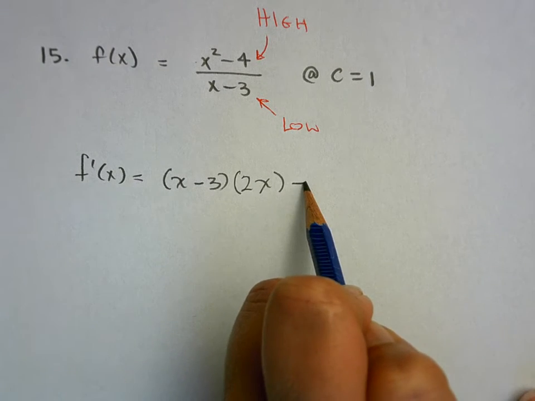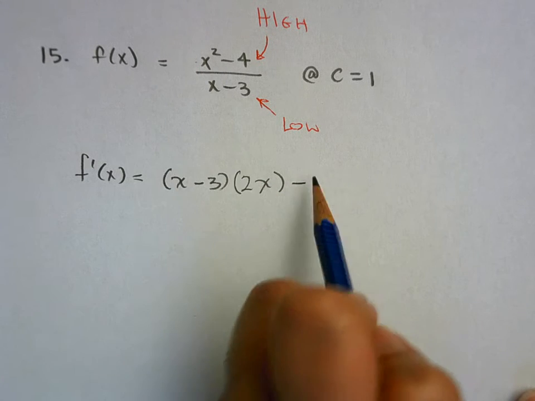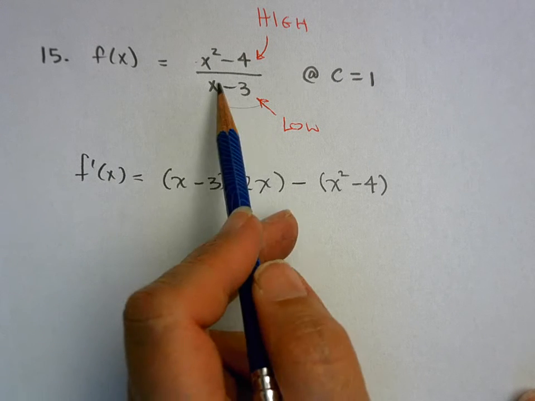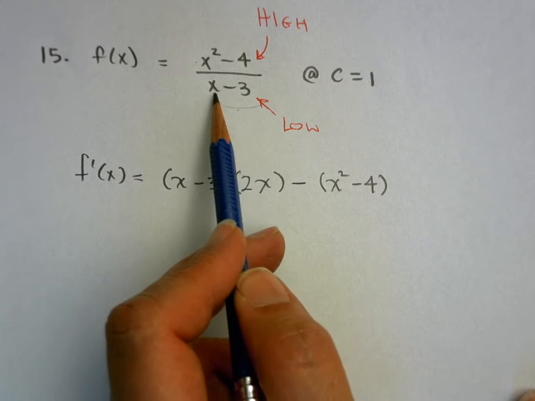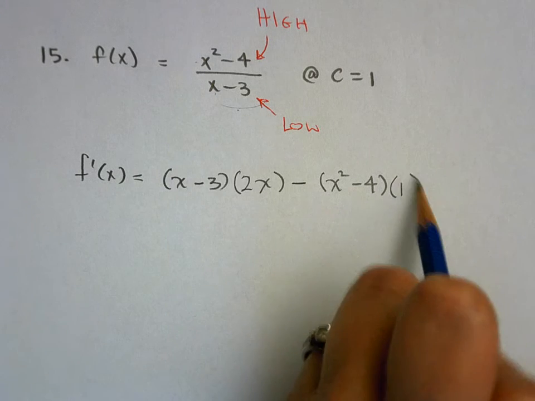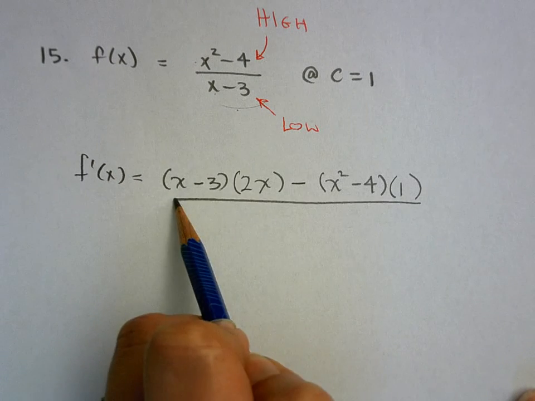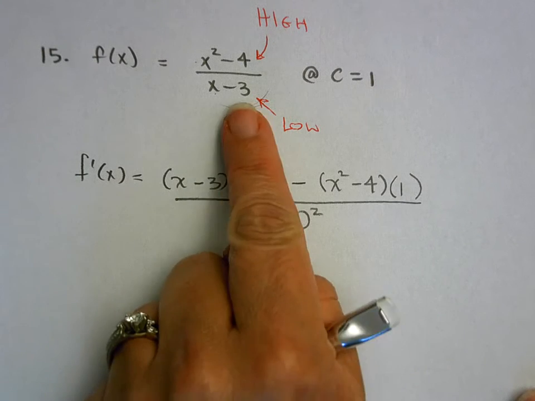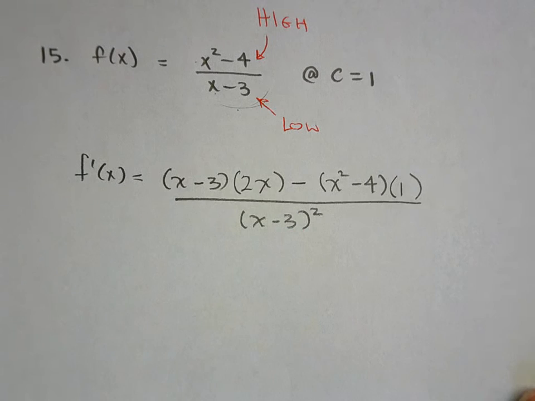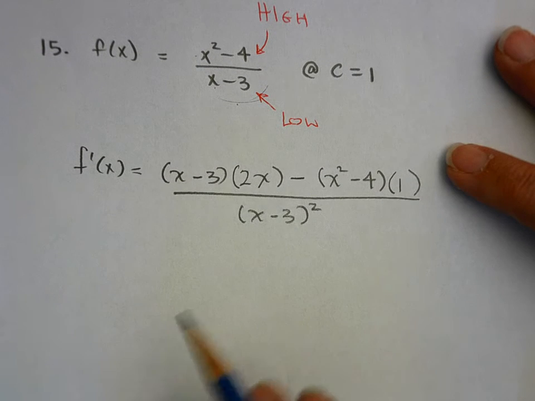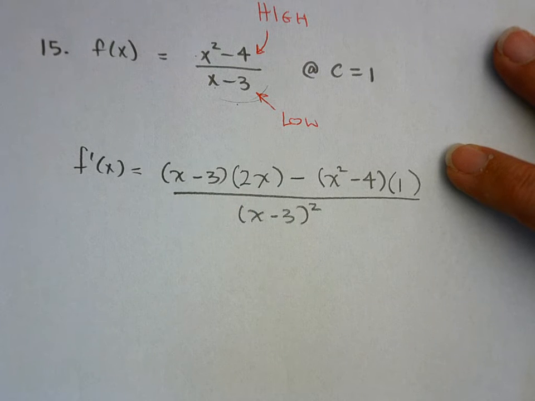And now minus high D low. So high, so don't change that, and then D low, meaning the derivative of the denominator. So the derivative of x is 1, x to the 0, which is just 1, and the derivative of a constant is 0. And then all over the square of what's below. So take what's below and square it. So there is my derivative, and then I could simplify, so distribute, combine like terms, but I'm going to call that good.